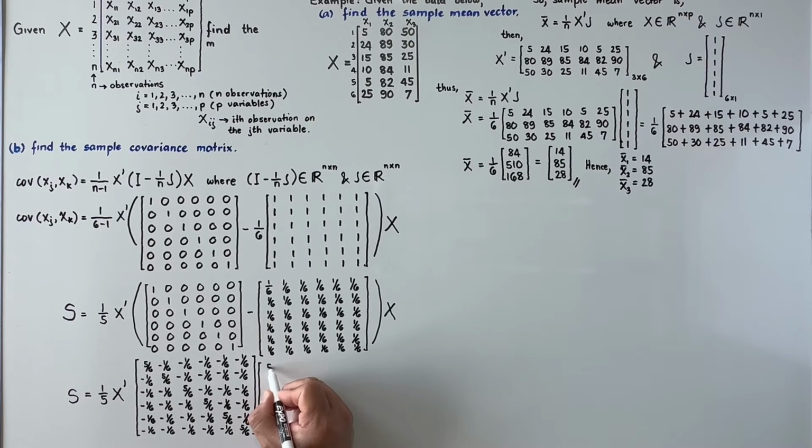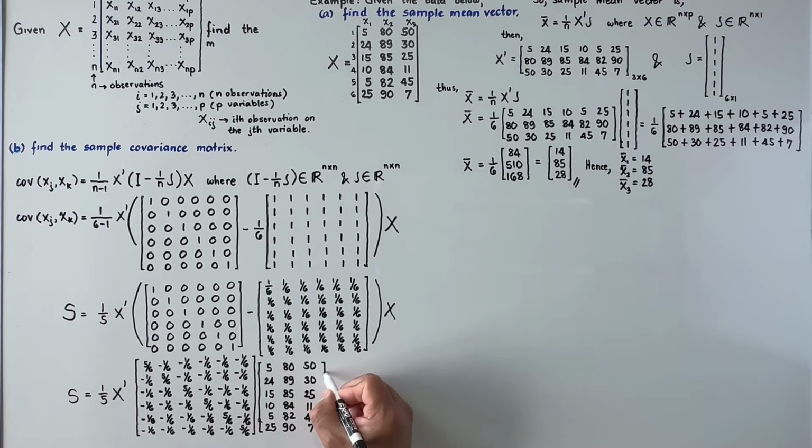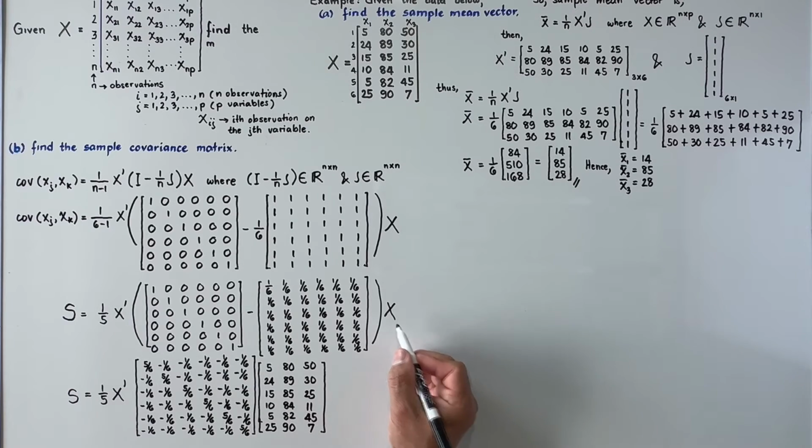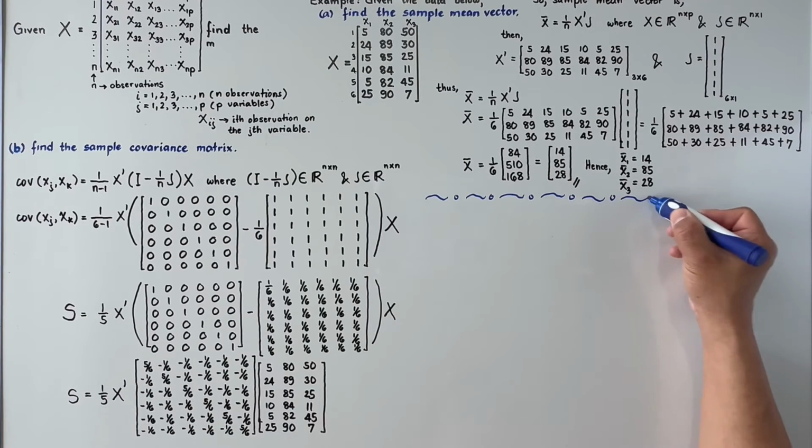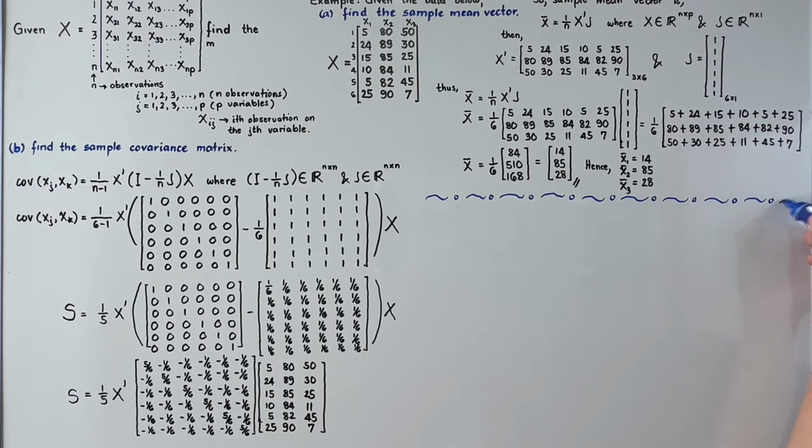So we have 5, 24, 15, 10, 5, and then we have here 25. So this is the first variable, and the second variable is 80, 89, 85, 84, 82, and 90. And then the last, which is the third variable, is 50, 30, 25, 11, 45, and 7. So this is our data matrix X. To separate our solution from example 1, we will make a border here.